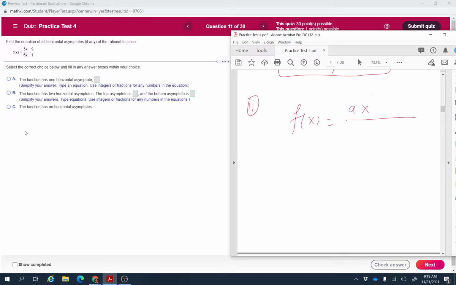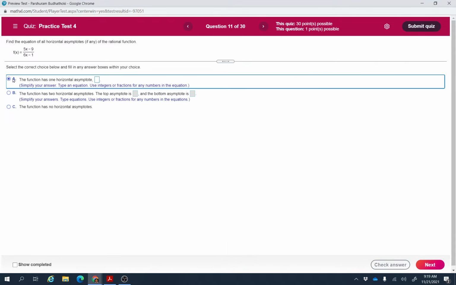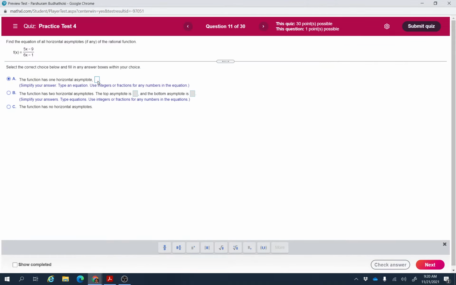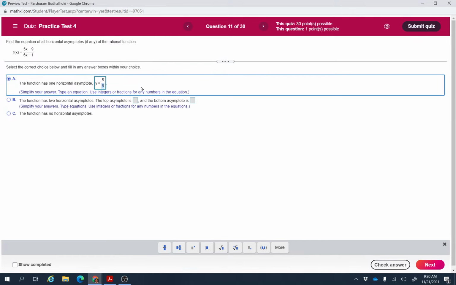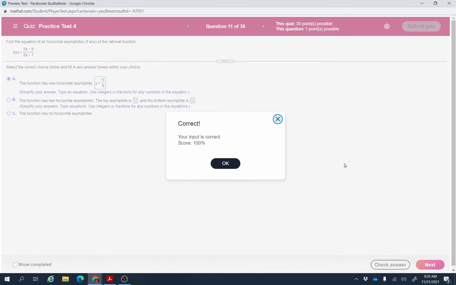a x to the power m plus dot dot dot, I don't care, b x to the power n plus dot dot dot. If m and n, which is the degree on the top and degree on the bottom, are the same, then y equal a over b is your horizontal asymptote. So the horizontal asymptote in this case, a is 5 and b is 6, so that's y equal 5 over 6 is one horizontal asymptote.